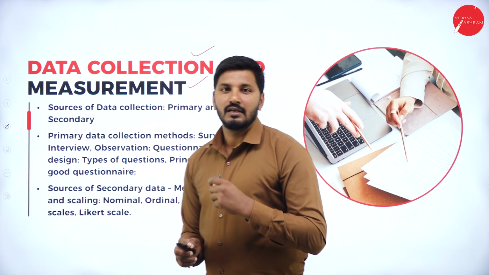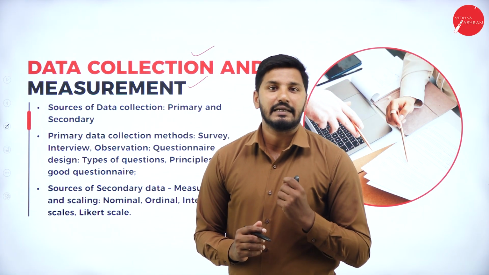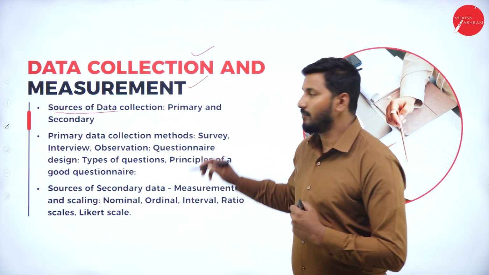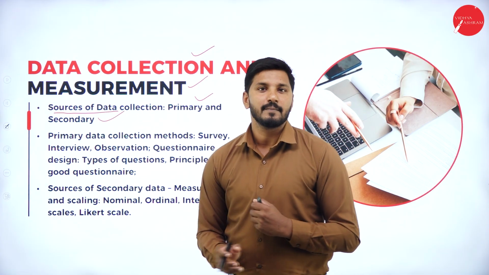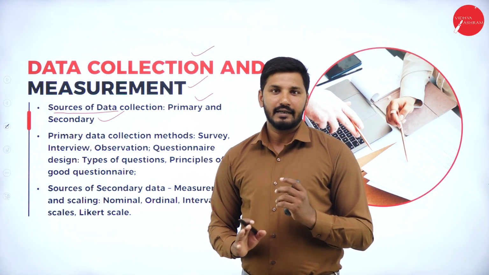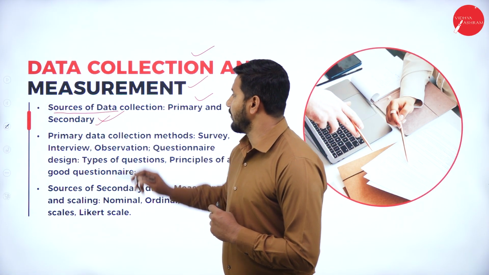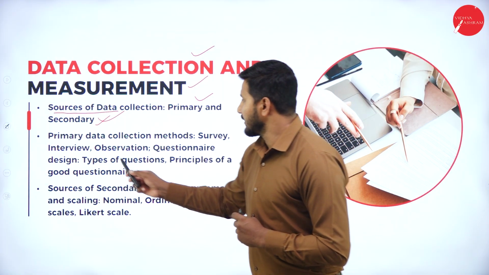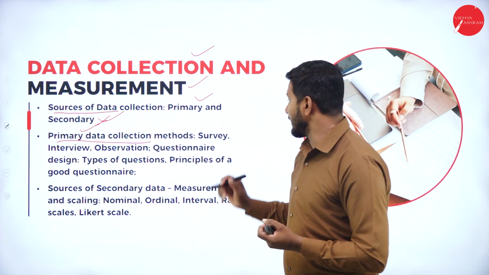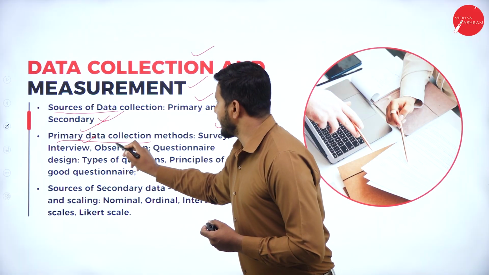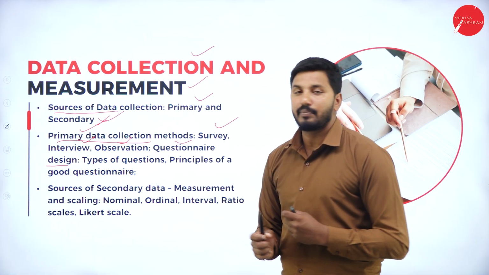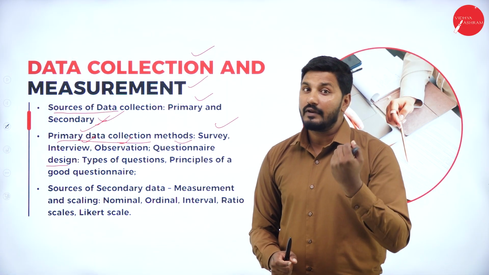For researchers, it's a very important thing that they have to collect data. So in that, what are all the sources of data collection? In that we'll be having primary and secondary data. Primary, the researcher has to do anew. Secondary, it's already collected. So for that, we'll know more about this primary and secondary data. We'll be dividing primary data collection. In that primary data collection, we have to conduct some survey, interview, observation, and questionnaire design.